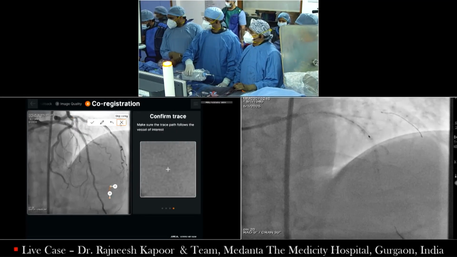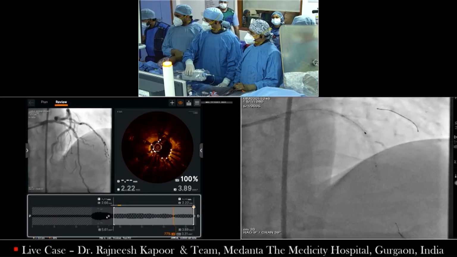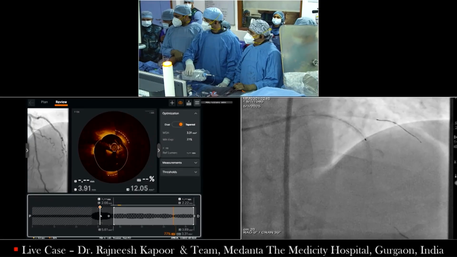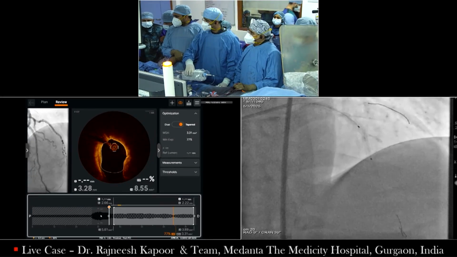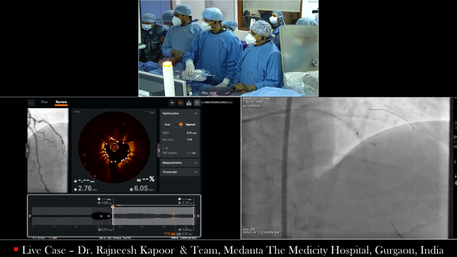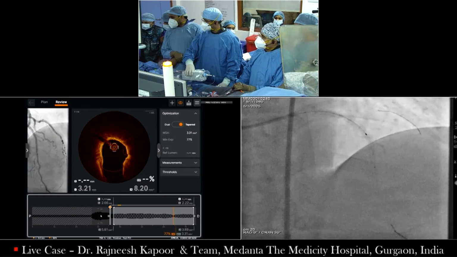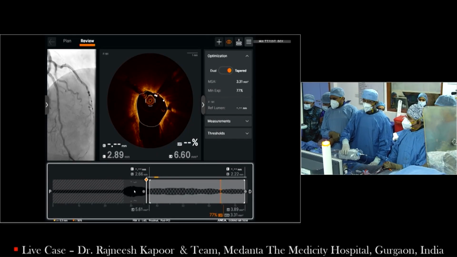Okay. So this is an OCT image. Oh, they are formatting it. Okay. So this is after stenting. So look at this. Right at the ostium. This is our stent. Come back from left. Can you make OCT bigger? Yeah, please make it bigger, full screen.